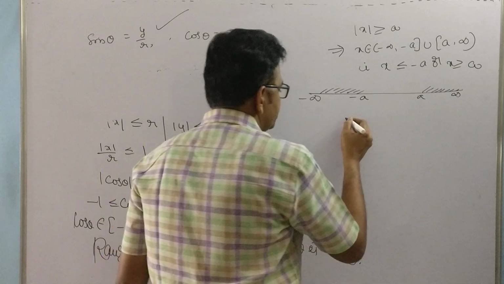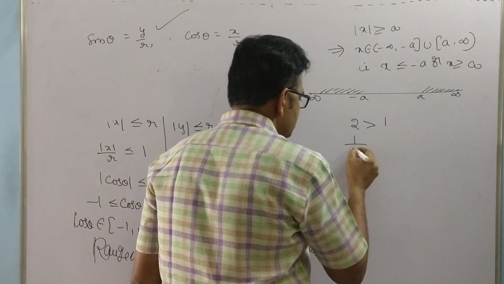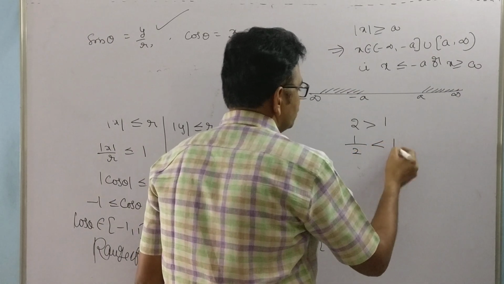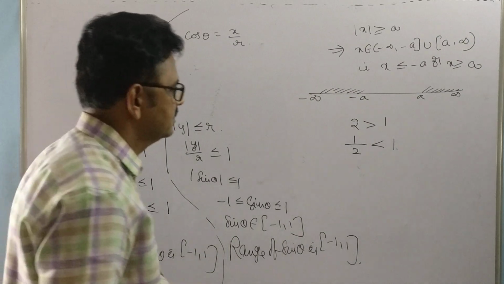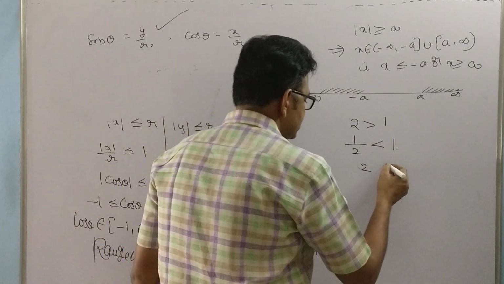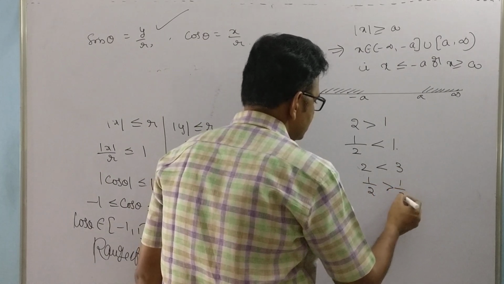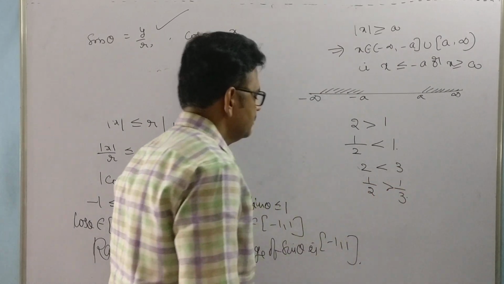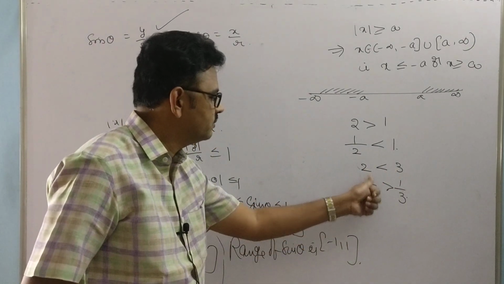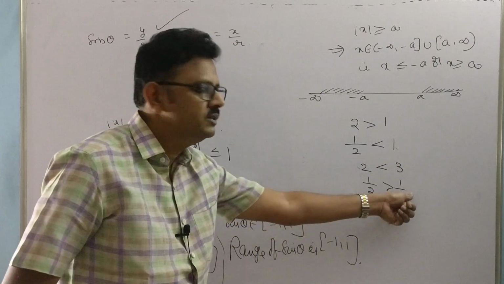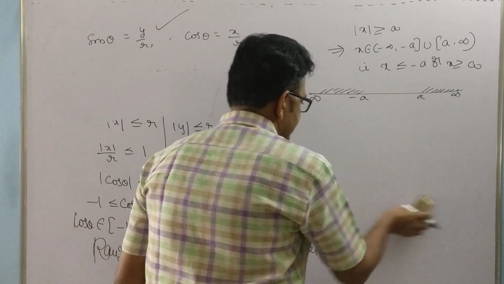If you write 2 is greater than 1, then taking reciprocals, 1 by 2 is less than 1. The inequality changes. Or you write 2 is less than 3, then 1 by 2 is greater than 1 by 3. Taking the reciprocals, 1 by 2 means 0.5 is greater than 0.33. So the inequality changes. Now come to this point again.